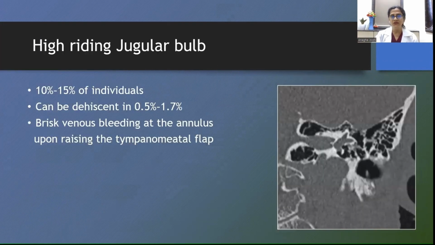A high riding jugular bulb is seen in 10 to 15% of individuals, and it can be dehiscent in 0.5 to 1.7% of patients. Although it may not give rise to any difficulty during stapes surgery, there can be brisk bleeding while you're lifting the annulus when you're raising the tympanomeatal flap.